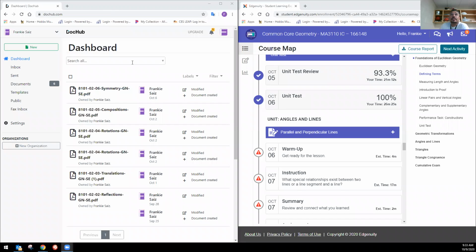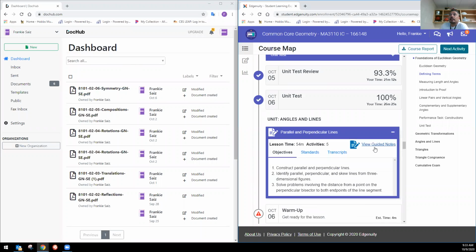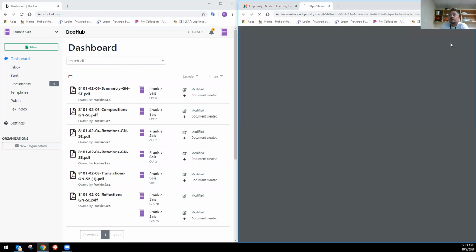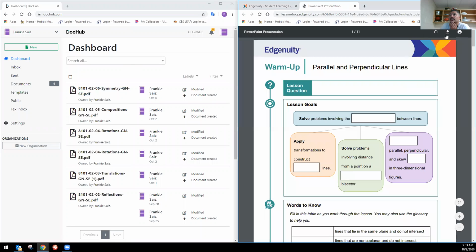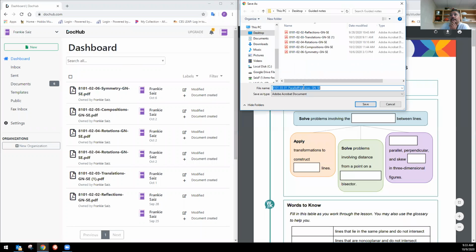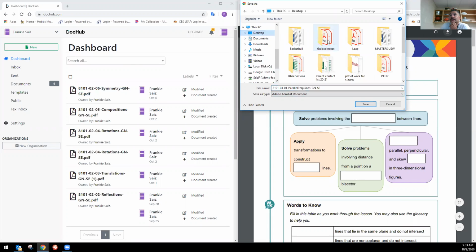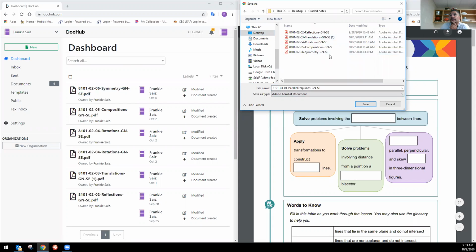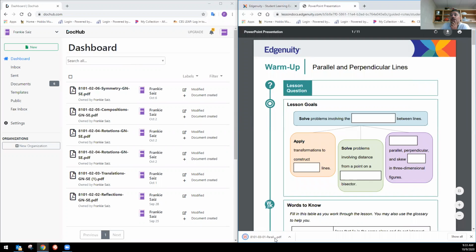What I got here is my Dochub. Remember, it's just a Google search, Dochub. I'm going to go ahead and grab my guided notes. I have to download these since I haven't done it yet. I'm putting them inside my guided notes folder on my desktop. I'm going to save them right in here. This is parallel and perpendicular lines. Go ahead and save that.